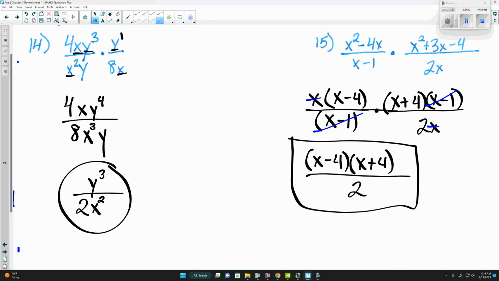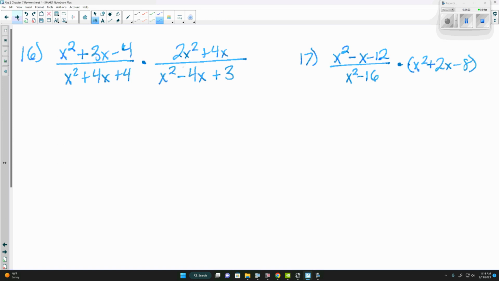Any other questions on this here? Any other questions on 1 through 15? Are you ready for the next one? The next two, yep, we'll go on and do these here.